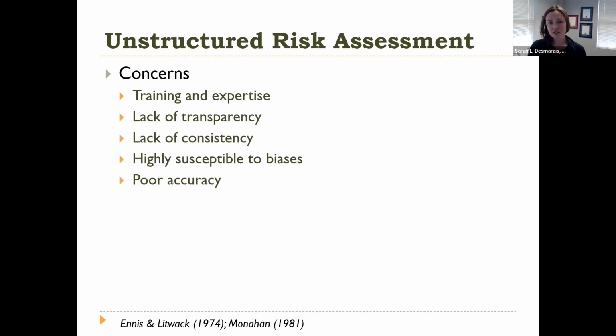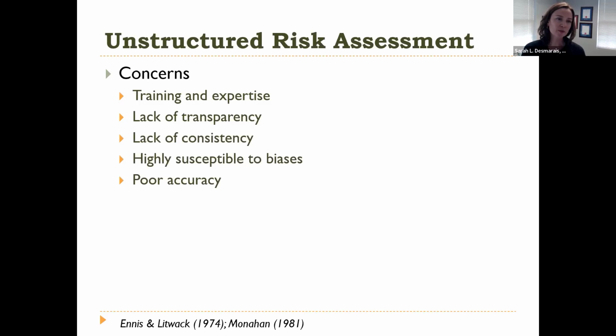And we know even to this day that there's still actually a renewed call perhaps to go back to unstructured forms of risk assessment. But I always want to remind people that we have had major concerns about unstructured risk assessment for over 40, 50 years. There's been a lot of work done, started in the late 60s, early 70s, where we were starting to identify real significant issues in terms of what was happening with unstructured risk assessment.